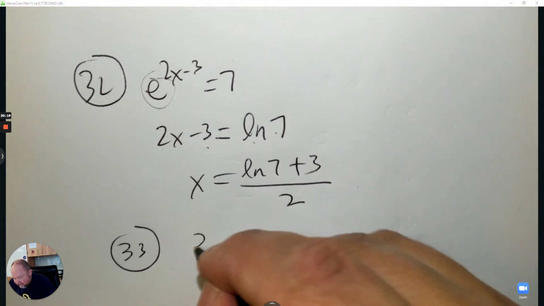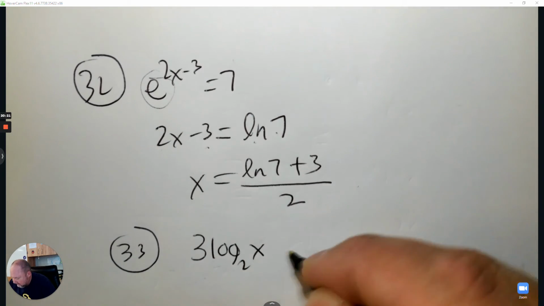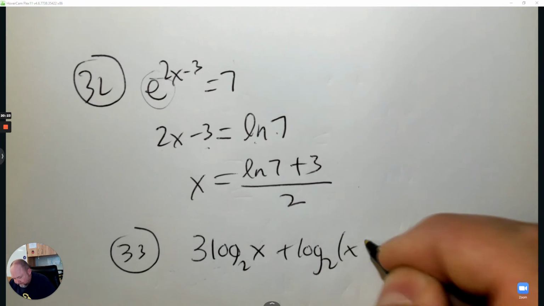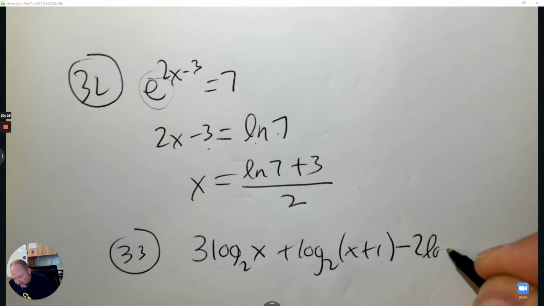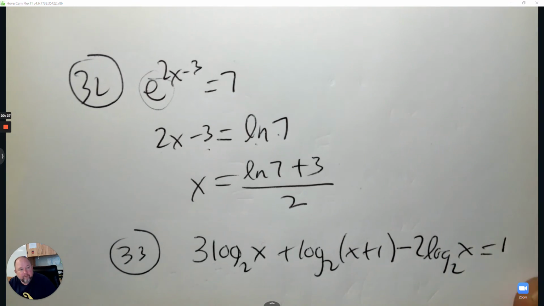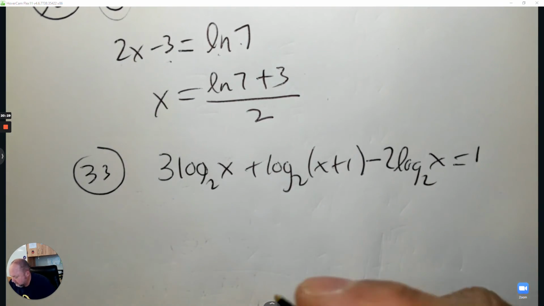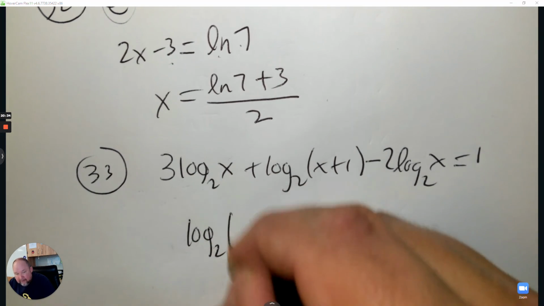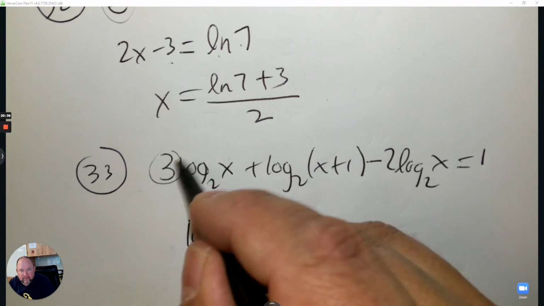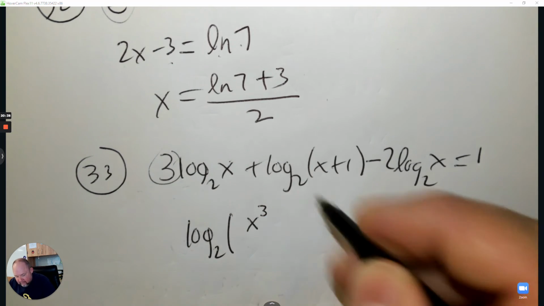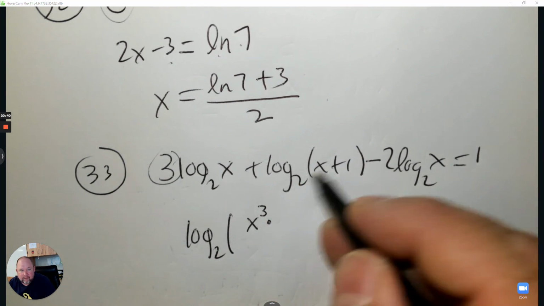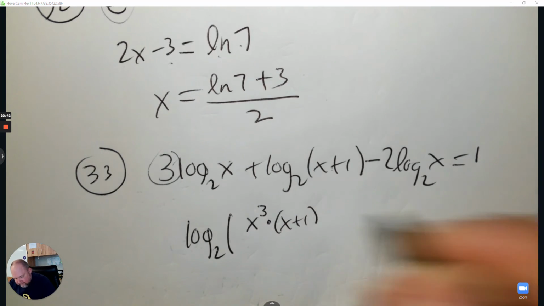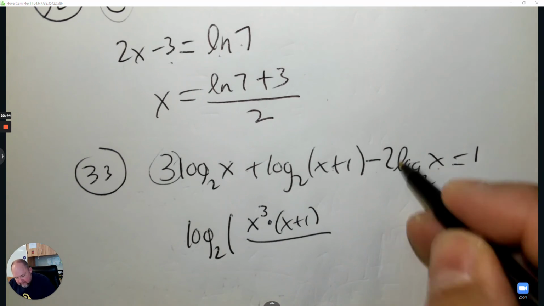Use log properties. So this is just some pre-calculus work that's good to practice. Can you write this as one logarithm? And then solve for x. So one logarithm would be a base of 2. This number is the exponent. So that's x cubed times x plus 1 divided by x squared.